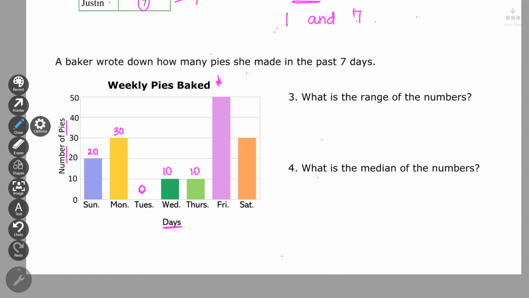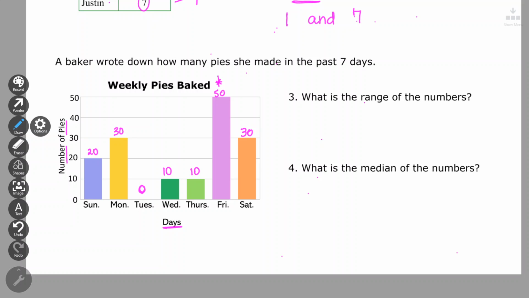What about Friday? She baked a lot on Friday, so there were 50. 50 pies made on Friday. And then Saturday. Saturday, she made 30 pies. Okay, so it says, what is the range of the numbers?